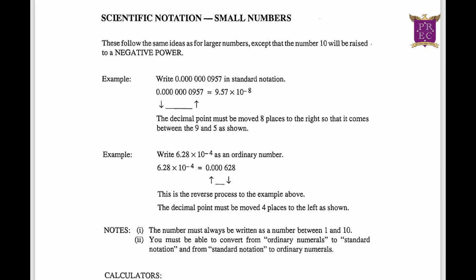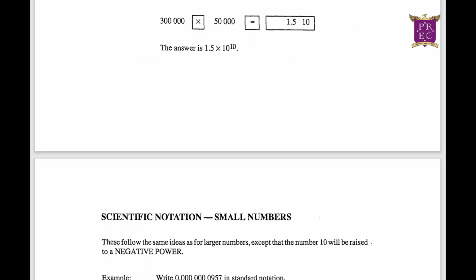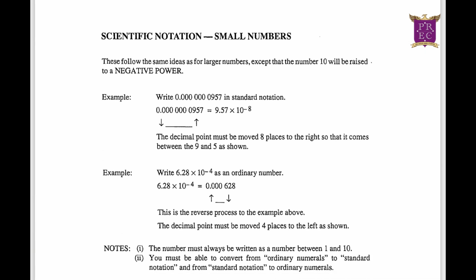Next, we're going to look at scientific notations for really small numbers. So here, we've looked at scientific notations for really large numbers, but we can also use scientific notation to represent really small numbers. So to convert a number such as this into scientific notations, we count how many leading zeros there are in front of our first non-zero digit. Apologies, leading zeros, not trailing zeros. So we have 1, 2, 3, 4, 5, 6, 7, 8. 8 leading zeros before our first non-zero digit. So what does that mean? That means we'll write 9.57 times 10 to the power of negative 8 as our answer.